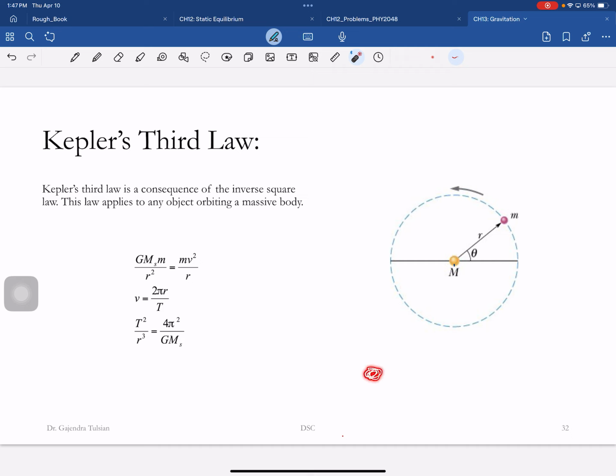At the center of most galaxies, they have huge, massive black holes. So you can observe stars orbiting them and measure their radius. You can measure their periods, measure their radius, and calculate the mass of this massive black hole. So if you have any object orbiting another massive object, you measure the period and orbital radius, and you can get the central mass. Okay, that's Kepler's third law.